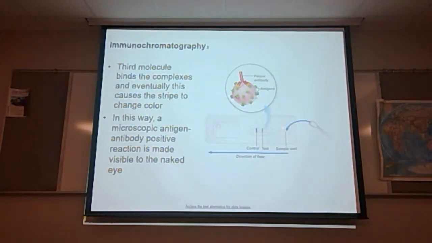Again, put your sample down here. The direction of flow is this way. Here's your test. Here's the control. This one is going to change color just to indicate that whatever you put here has flowed down to here. So one blue bar, not pregnant, two blue bars, pregnant.